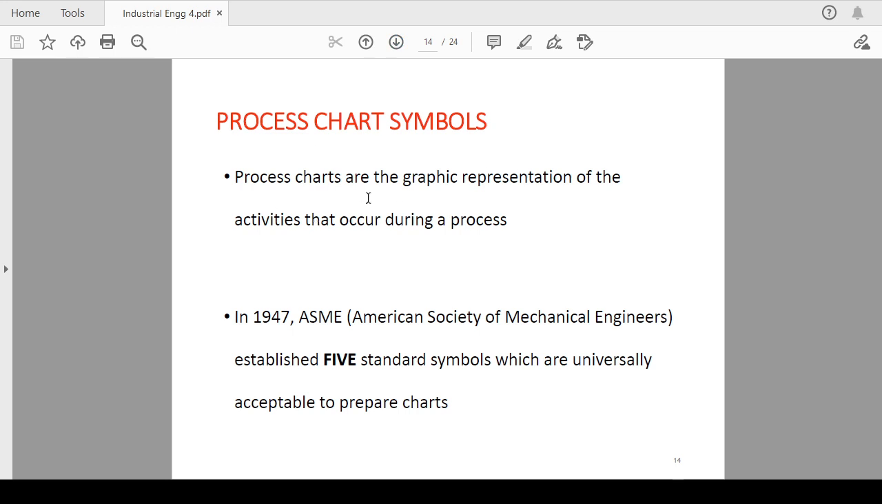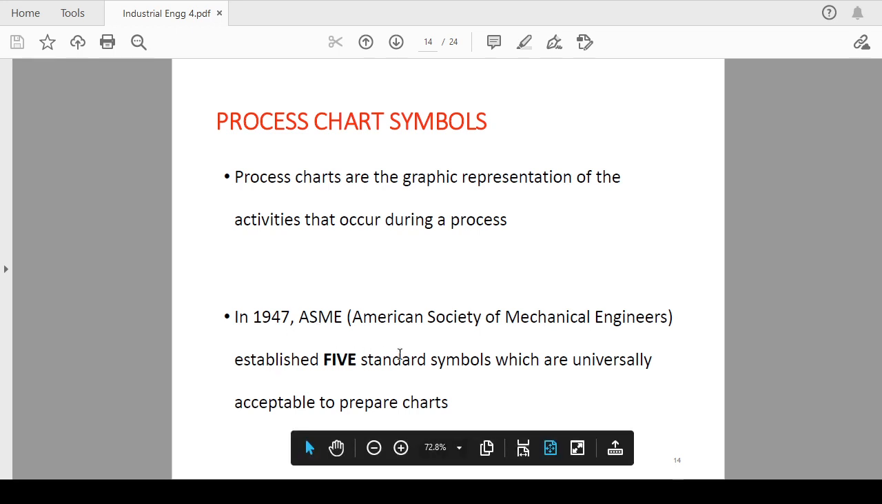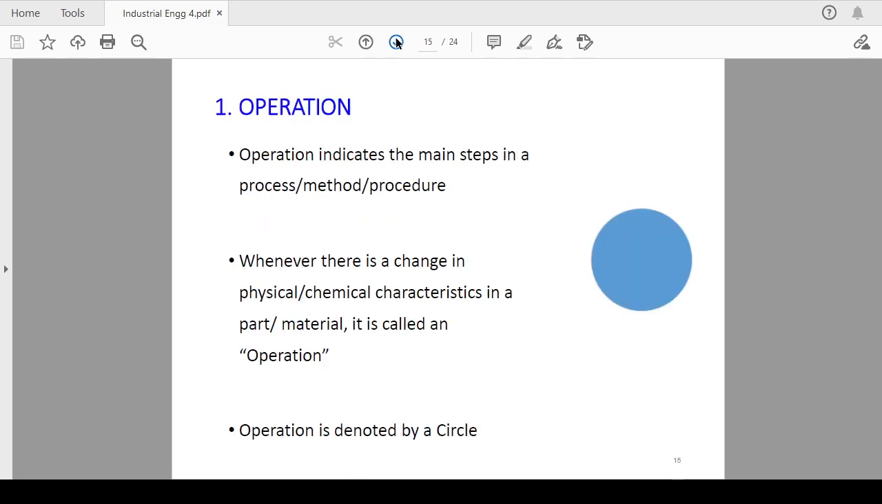Process charts are the graphic representation of the activities that occur during a process. Suppose a lathe operation is happening. During that whole lathe operation, the activities going on will be represented on a graphical layout. In 1947, ASME, the American Society of Mechanical Engineers, established 5 standard symbols which are universally accepted to prepare the chart. So let's see what those 5 standard symbols are for the process chart.